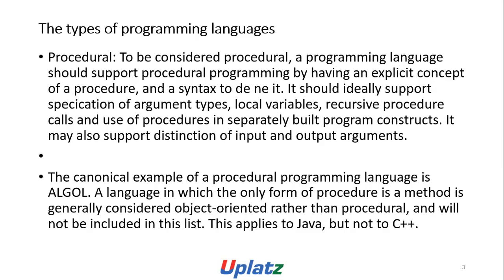The canonical example of a procedural programming language is Algol, a language in which the only form of procedures is the method. A language is generally considered object-oriented rather than procedural and will not be included in this list. This applies to Java but not to C++.